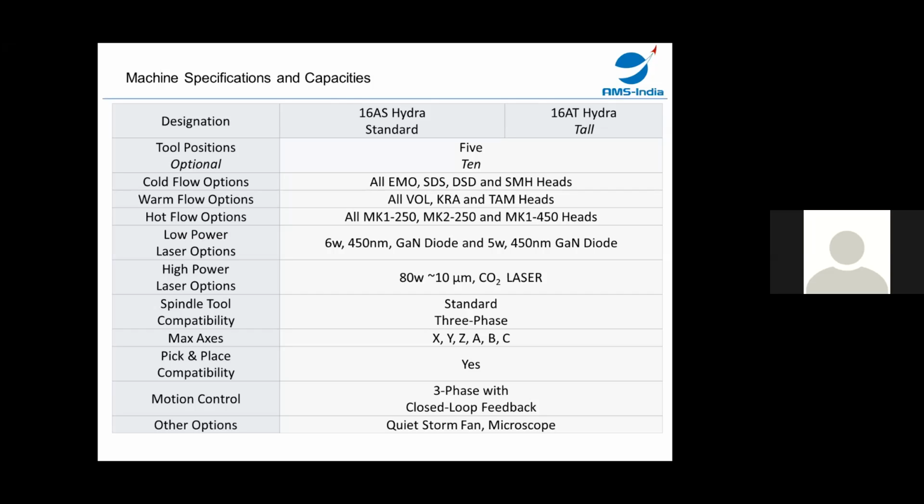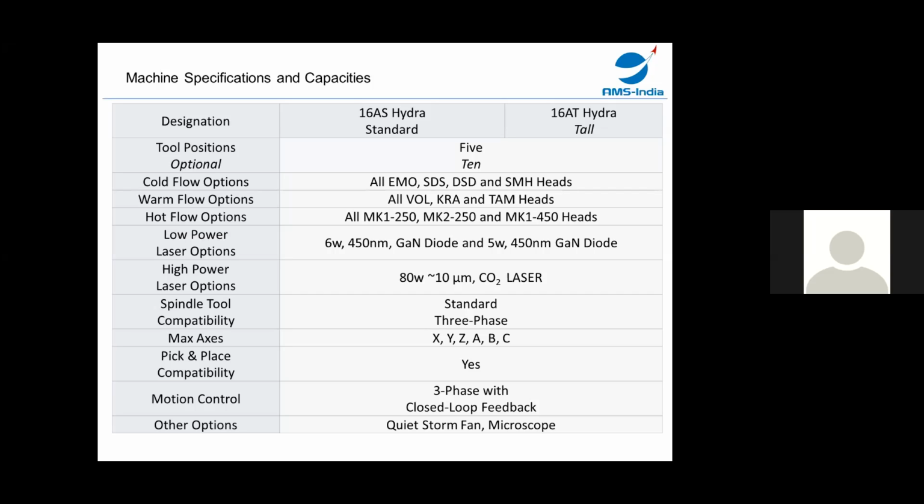Then we have a hot flow option where the metal is in the form of filament, and these filaments are already available today, even for metals. So we can print metal parts also using the hot flow options. I will go through all these extruders under cold flow, warm flow, and hot flow in the coming slides.